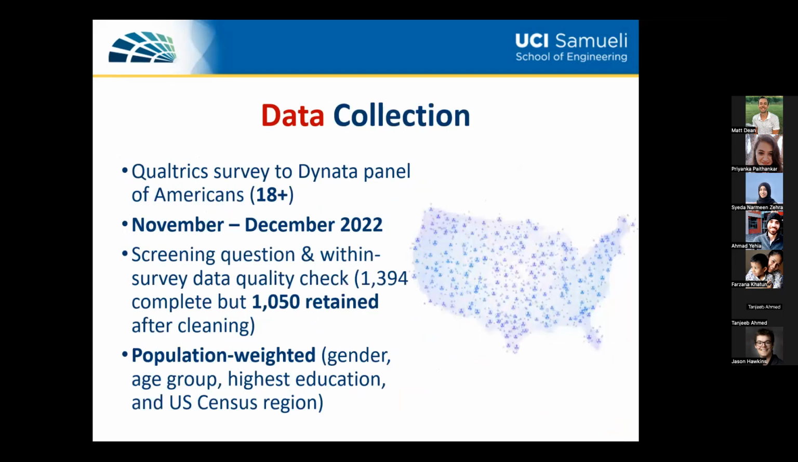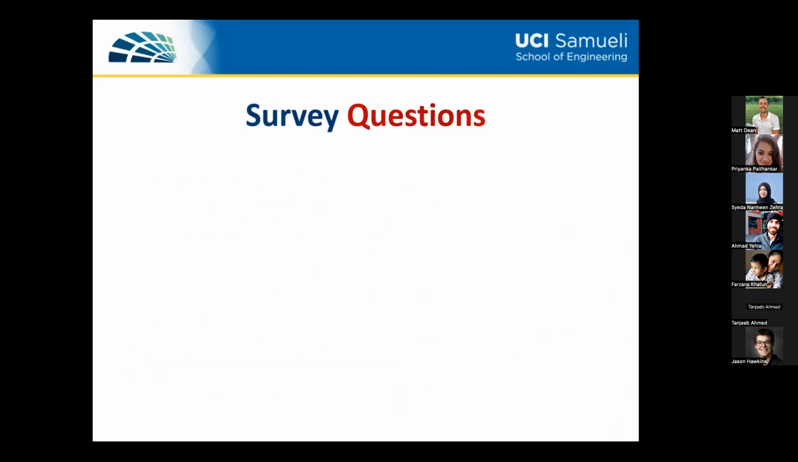So again, we deployed this to an online paneling company called Dynata between November and December of last year. So this is all on the tail end of when gas prices were really high. So that could have an effect of people choosing to smart charge their vehicle to lower charging costs, although we certainly don't know that. We had over 1,000 responses that were retained after cleaning, and we did population weight our results based on gender, age group, highest education received, and the US Census region.